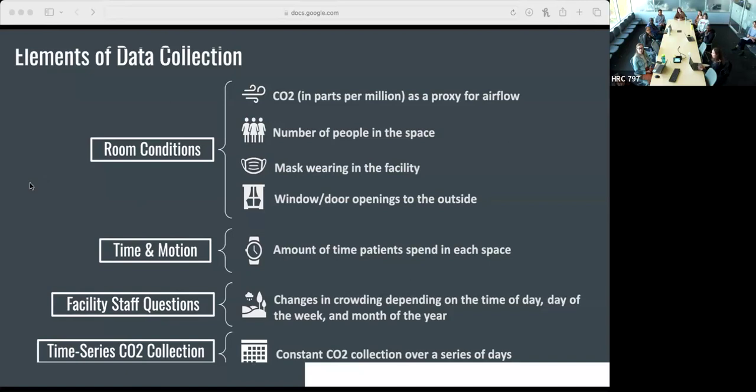And then the last element of the data collection process is a time series CO2 collection, where the data collection teams leave CO2 monitors in a waiting room and a clinic room at each facility, and sit them in a place where they can stay for 3 to 5 days to collect data every minute. So we're able to see variations and fluctuations throughout a whole day or across several days for a sensitivity analysis.